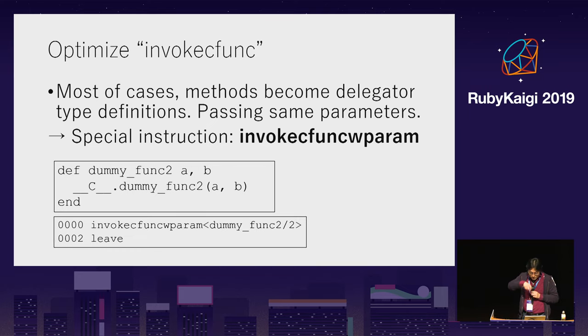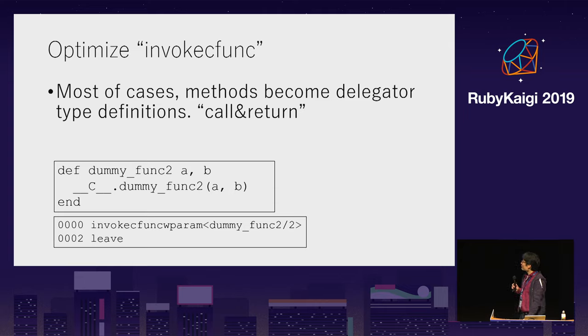So we prepare the new instruction, invoke cfunc with parameters. This instruction, invoke cfunc with parameters, uses the function pointer to call the cfunc with passing parameters. So we don't need to push A and B anymore with this instruction.